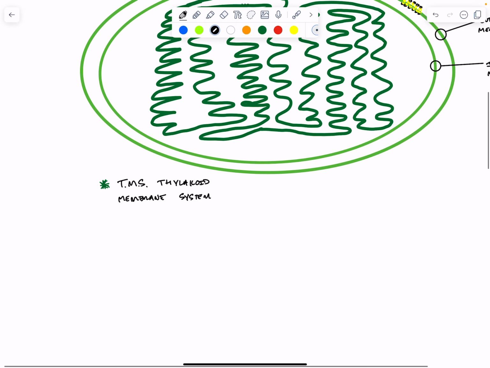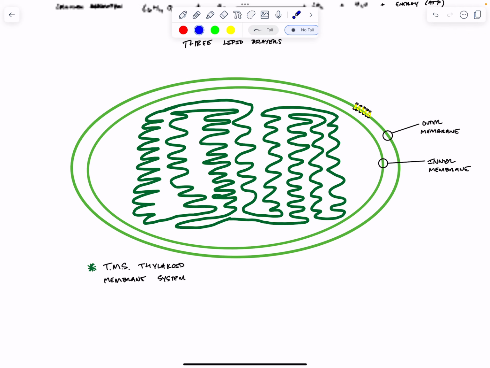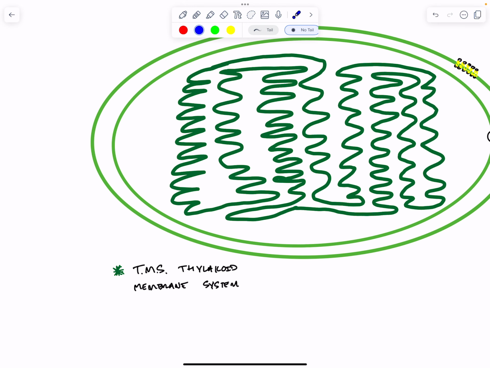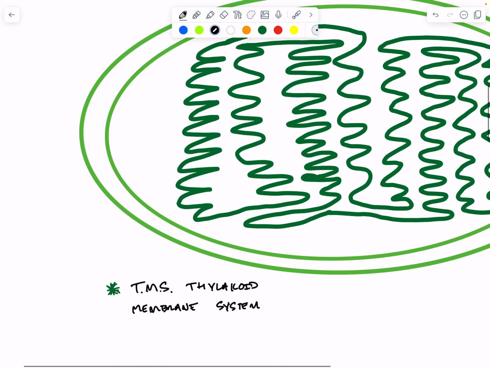The thylakoid membrane system is composed of a couple different structures. This is all one giant connected set of membrane, but there are a bunch of little jelly bean-like structures that compose it. This is a highly folded membrane, and the reason is that we're trying to maximize its surface area, because across this membrane is where many of the reactions that power photosynthesis take place. So the more membrane we have, the more photosynthesis can occur in every chloroplast.